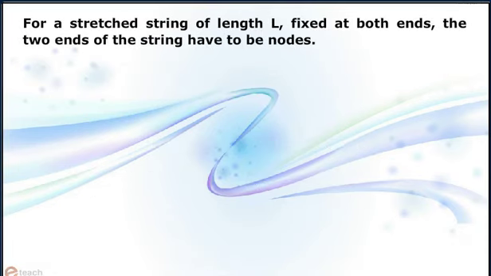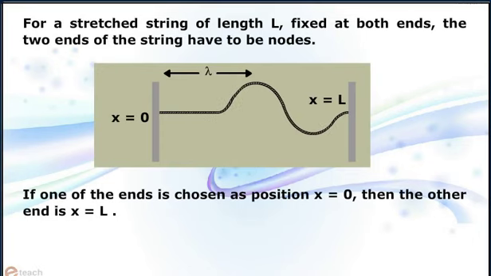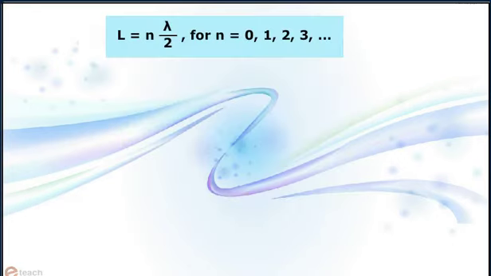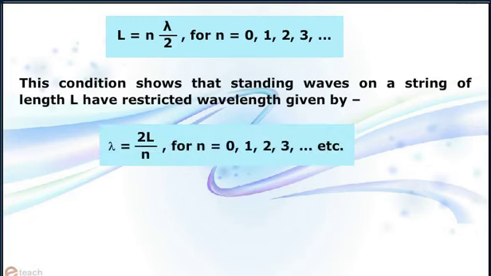For a stretched string of length L fixed at both ends, the two ends of the string have to be nodes. If one of the ends is chosen at position x equals 0, then the other end is x equals L. In order that this end is a node, the length L must satisfy the condition L equals n lambda by 2 for n equals 1, 2, 3 and so on. This condition shows that standing waves on a string of length L have restricted wavelengths given by lambda equals 2L by n.